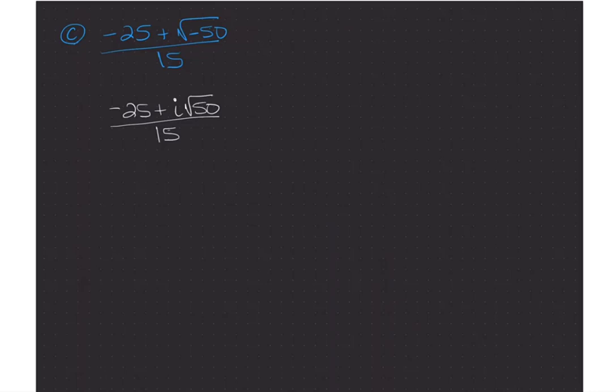So now when I look at the square root of 50, I'm asking myself, can I simplify that down? Are there any perfect squares that go into that evenly? And I'm going to say, yeah. I think I can break that down into the square root of 25 times the square root of 2, right? I know that 25 is a perfect square. The square root of 25 is going to give me 5 times the square root of 2, all over 15.